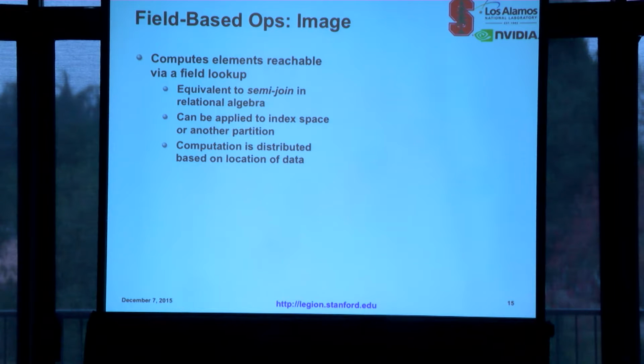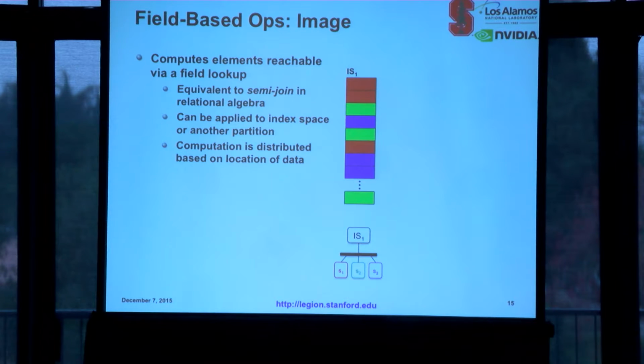One of the key things here is that the computation of this image or pre-image, semi-joins, can actually be quite expensive. They're quadratic in the worst case, although much less than quadratic in the common case. So we absolutely want to be able to distribute them and get parallelism from that. And we're going to be able to do that because we're operating on distributed data in the Legion model.